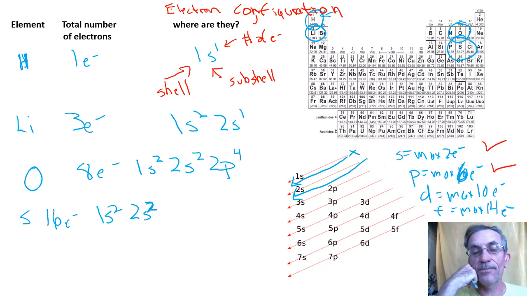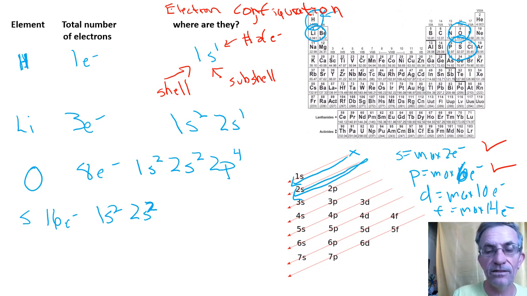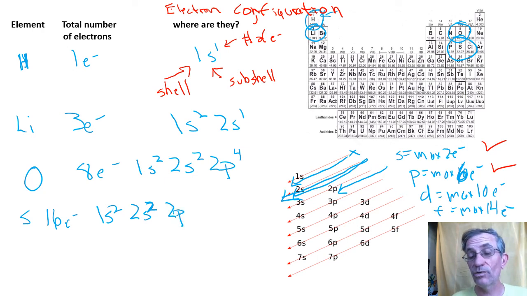All right, question number 1. After you fill up the 2s, what's the next level you're going to fill up? Oh, it should be the 2p. All right, so it'll be 2p, and p's can hold 6 electrons, so we're going to need all 6 spots.